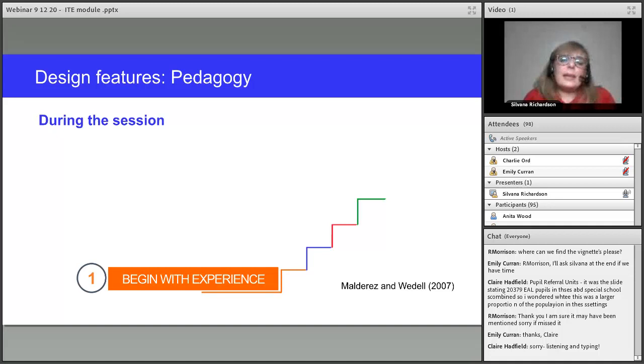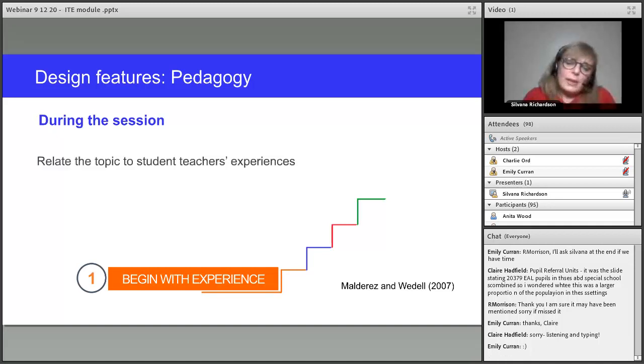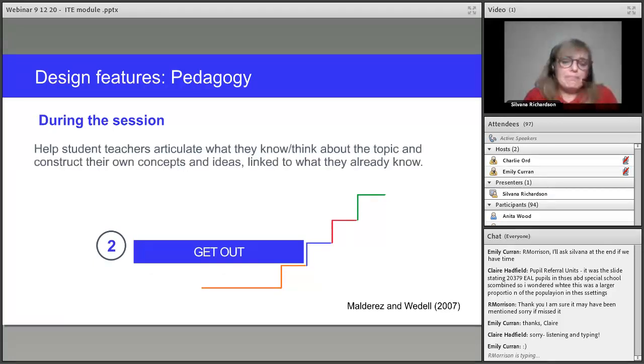So they suggest that when training teachers, it's a good idea to begin with experience. And by experience, they mean relating the topic of the session, in this case EAL, to the student teacher's experiences. And when we say experiences here, we mean their experiences as learners in schools, as citizens in a city or in a town or in a community, as trainees in an ITE program, as student teachers in a placement setting, etc. So tap into the different dimensions, if you like, of experience.